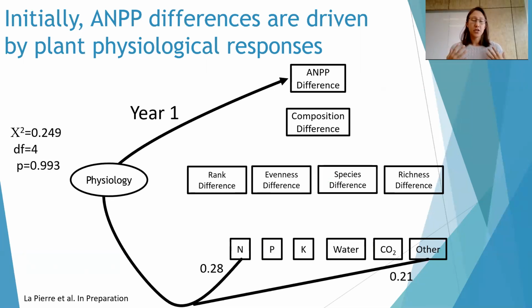So this figure shows, looking in the first year of these experimental manipulations, we initially see that changes in productivity are driven mainly by changes in the physiology of the plant species that we're looking at. So they tend to grow more when they're provided with more nitrogen, and they tend to grow more when they have other various different global change factors manipulated. So these are more disturbances like mowing or burning.